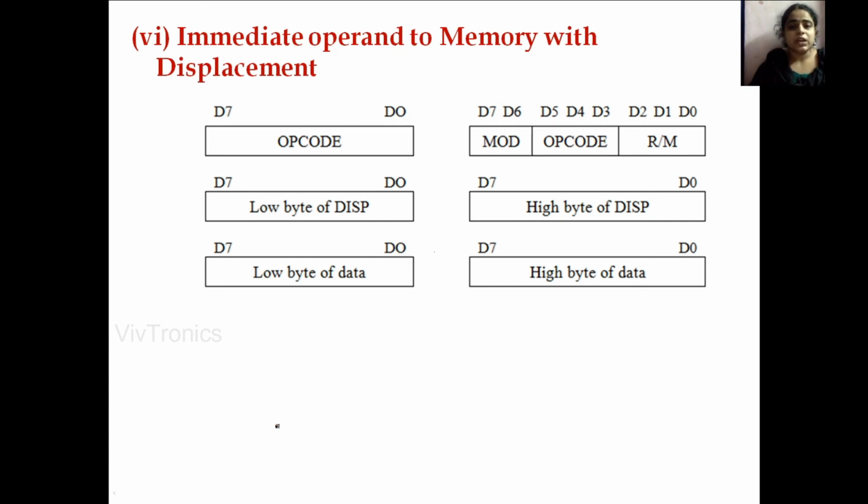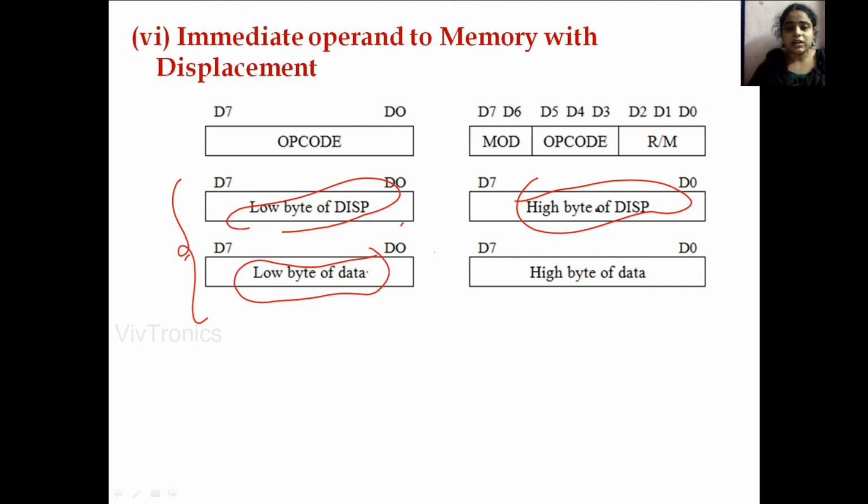with displacement. That means we are having an immediate operand, that is data, and at the same time we are having displacement. That means we need an additional 4 bytes. 2 bytes are for displacement, the lower byte of displacement and the higher byte of displacement, and we are having an immediate operand, so immediate data has to be stored. So we have to store the lower byte of data and higher byte of data also. Okay, so the remaining thing is the same. So this is to memory, right? So that's why instead of 1 1 we will have the mode of addressing field here.